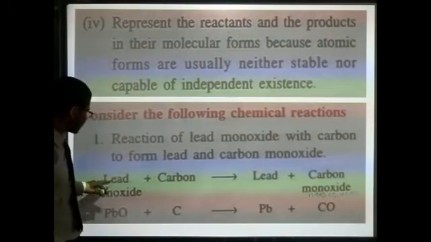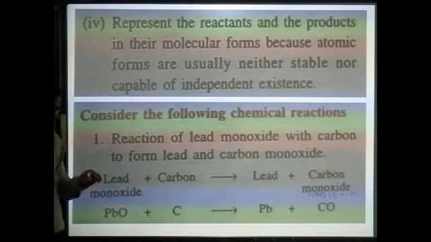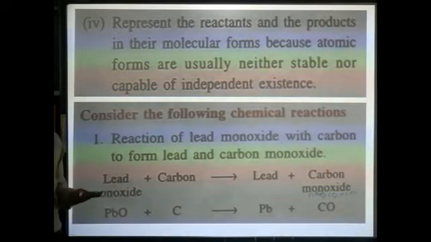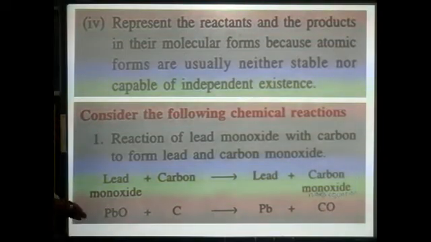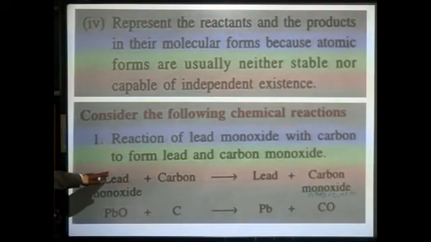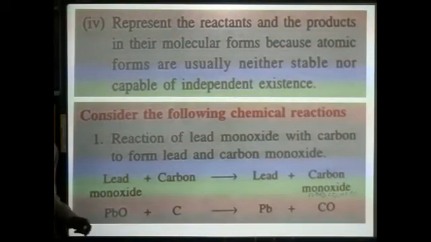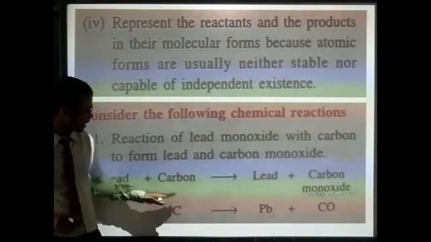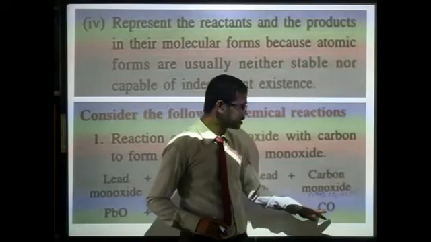Word equation, because I am expressing this chemical reaction in the form of words. So this is a word equation. And then this word equation can be expressed in the form of formulae or symbols to convert it into a chemical equation. So Pb for lead, monoxide, mono means one oxygen, so PbO is the chemical formula for lead monoxide. Then carbon C, lead Pb, then carbon monoxide CO.